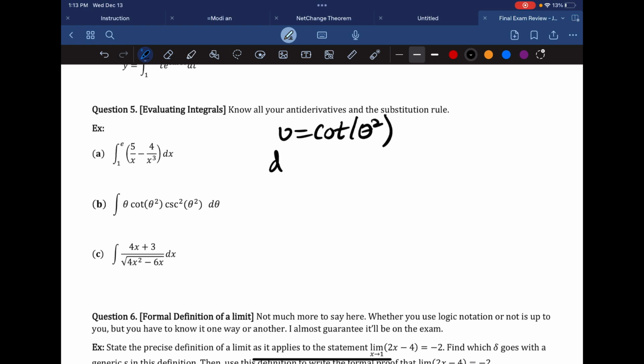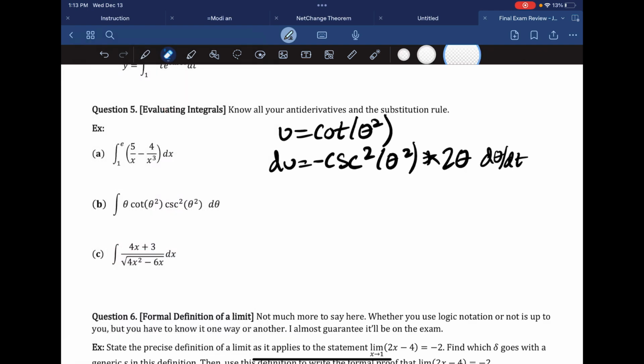And that's because the du of that is going to be a chain rule problem, right? So the derivative of cotangent is negative cosecant squared. So that's going to be of theta squared. And then since it's a chain rule, you have to multiply by the derivative of the inside, which is 2 theta d theta. What am I doing? I'm trying to undo. All right, so that's our du.